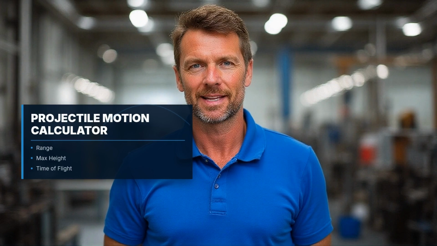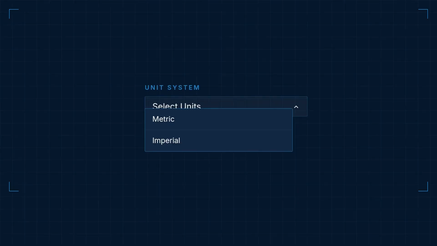This is the Projectile Motion Calculator, which solves for the range, maximum height, and time of flight of a projectile launched at an angle. Let's look at the input fields. First, select your units from the drop-down menu.